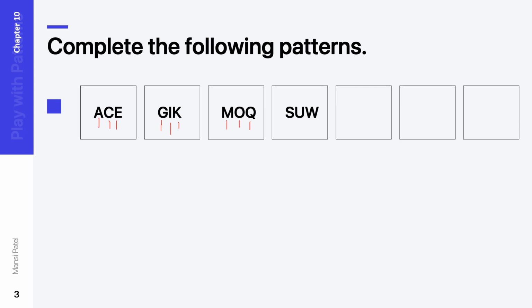After S, it's a T. So T you have to skip and write down U. After U, V. So we have to skip and write down W. After W, X comes. So X you have to skip and write down Y.